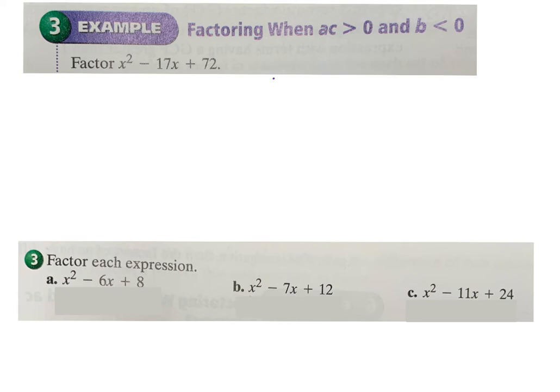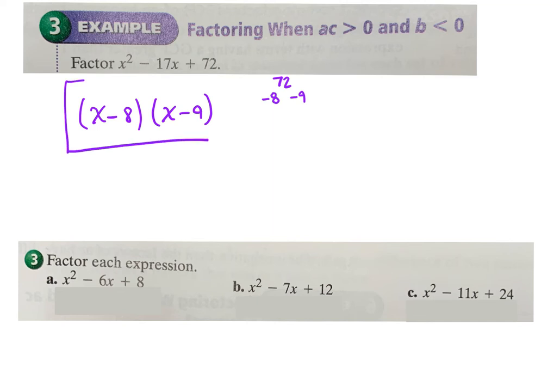Factors of 72 that add up to 17: negative 8 and negative 9. If you multiply those two numbers, negative 8 times negative 9 will give you a positive 72. If you add those two numbers, negative 8 plus negative 9, it will give you a negative 17. And so I know that my factoring is going to be x minus 8, x minus 9. Again, you can check it by foiling it. Just make sure that that is your checking and not your answer.